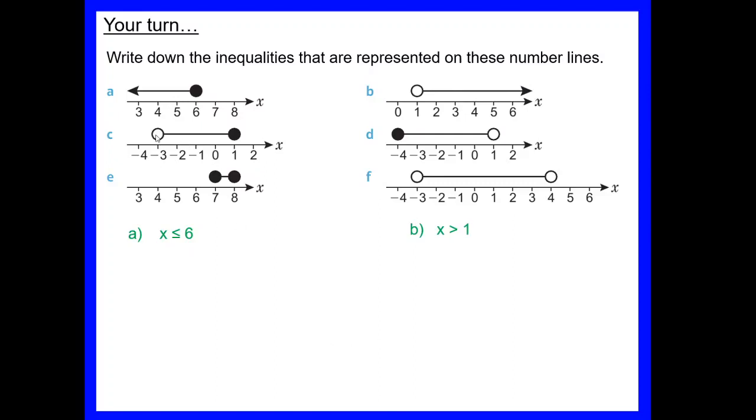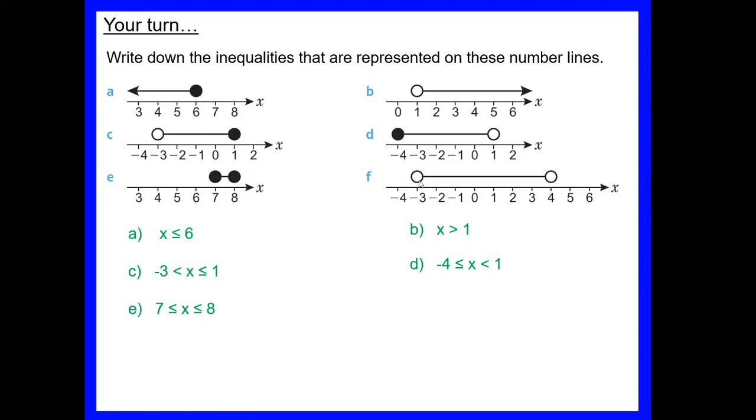For C, we've got our two values. So remember, we start with the lowest, so -3, then less than our letter x, which is less than or equal to 1. For D, -4, less than or equal to x, which is less than 1. For E, both filled in this time, so we're going to use the less than and equal to symbol. So 7, less than or equal to x, which is less than or equal to 8.